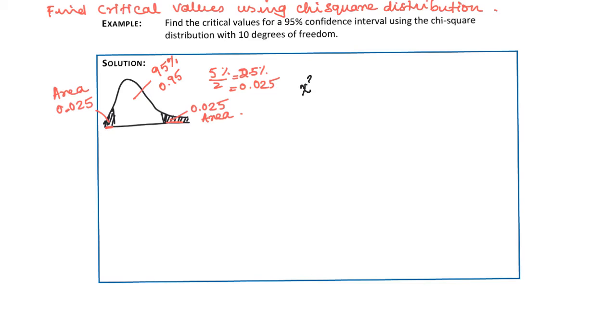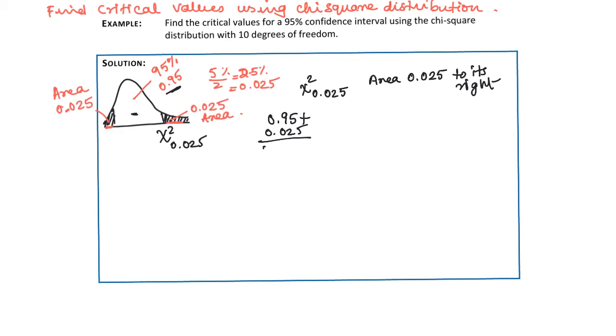If we are writing chi-square 0.025, that means it has an area of 0.025 to its right. So that means that will be this one. So if you add, this is 0.025 and this one is 0.95. So if you add those two, you'll get 0.975. So this one will be chi-square 0.975. So this chi-square will have an area 0.975 to its right.